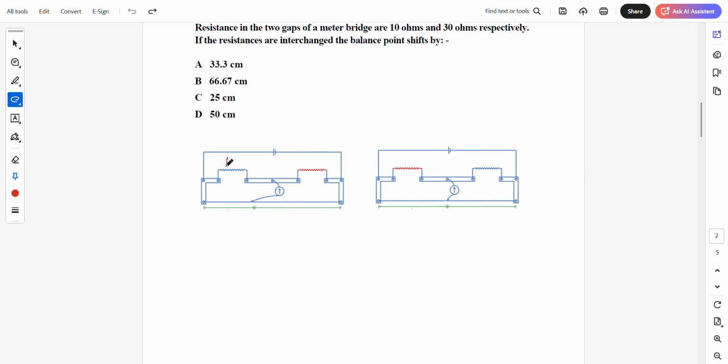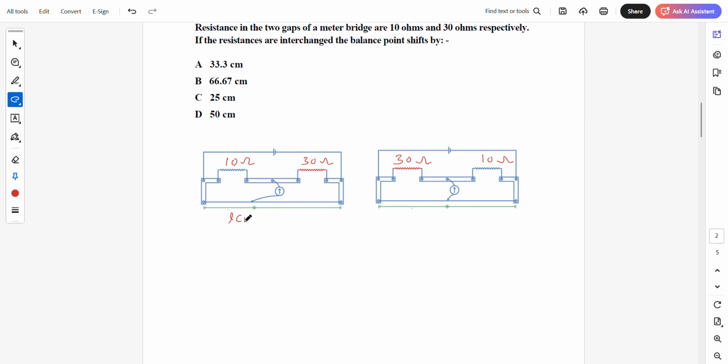This is 10 ohm, and this is 30 ohm, respectively. If the resistances are interchanged, the balance point shifts by how much? Okay, this is 30 ohm, now this is 10 ohm. Let me call this length L.